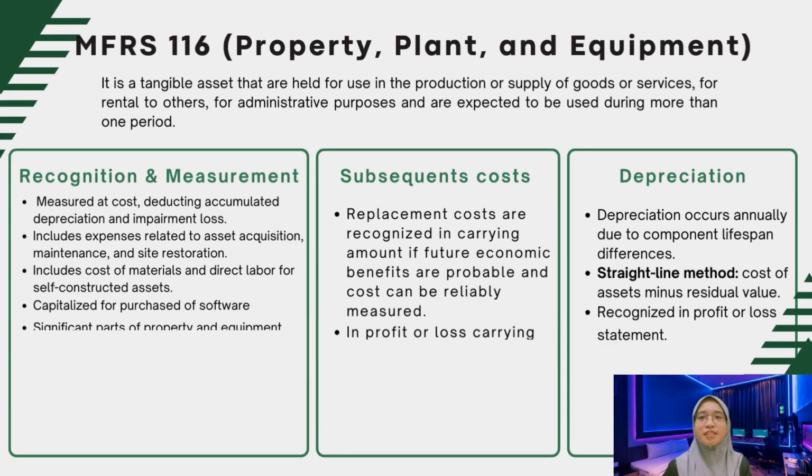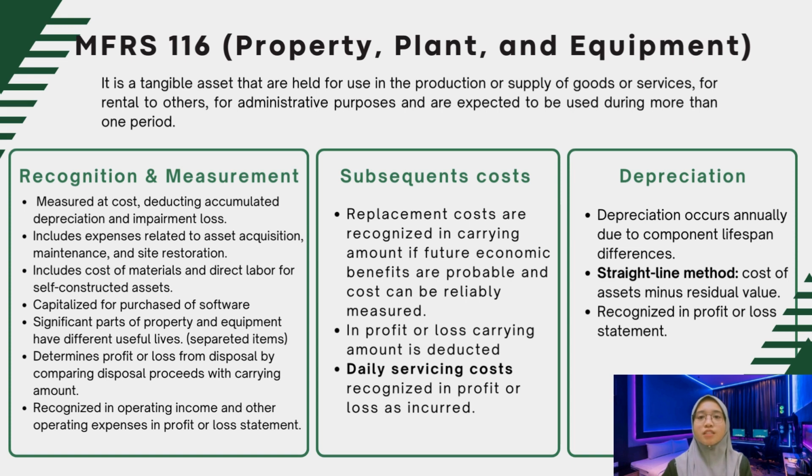MFRS 116 is property, plant and equipment. The definition is tangible assets that are held for use in the production or supply of goods or services, for rental to others, for administrative purpose and are expected to be used during more than one period.